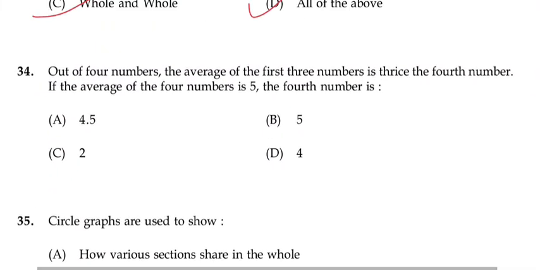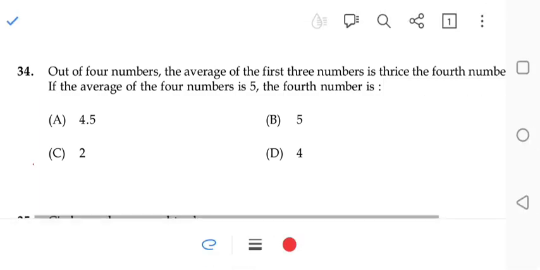34 says, out of four numbers, the average of the first three numbers is thrice the fourth number. If the average of the four numbers is 5, the fourth number is what? 4.5, 5, 2, 4. 34. Correct answer will be C, that is 2.